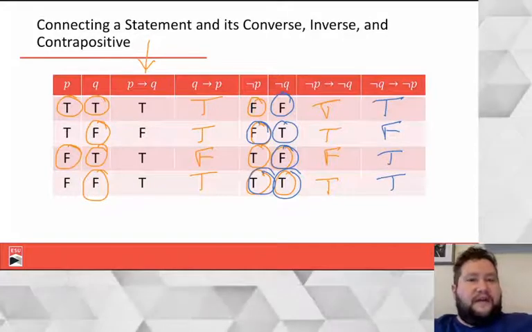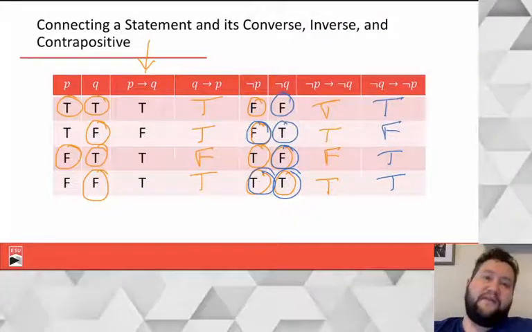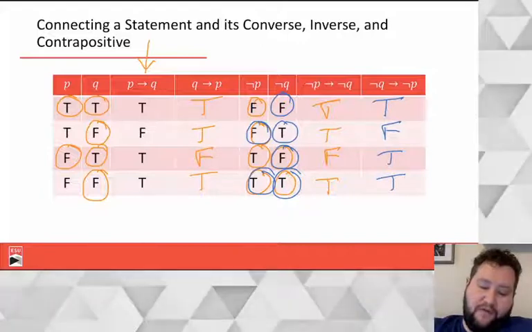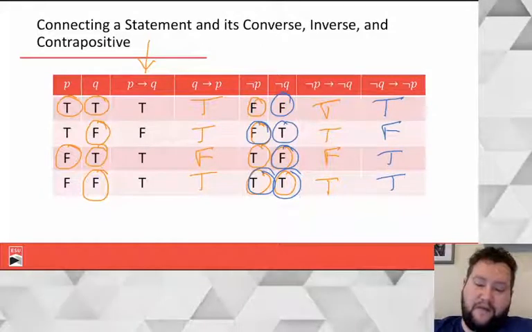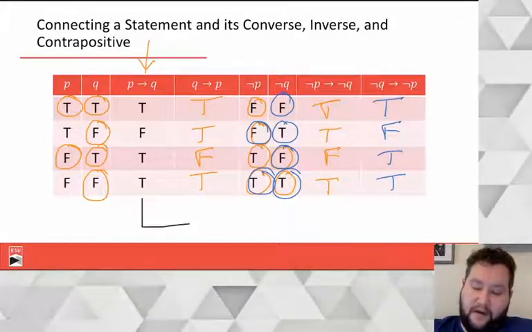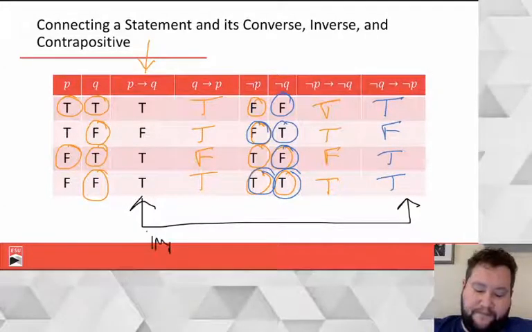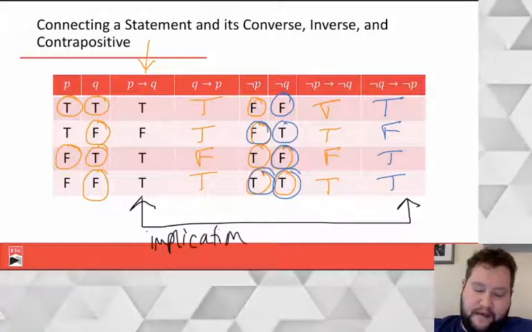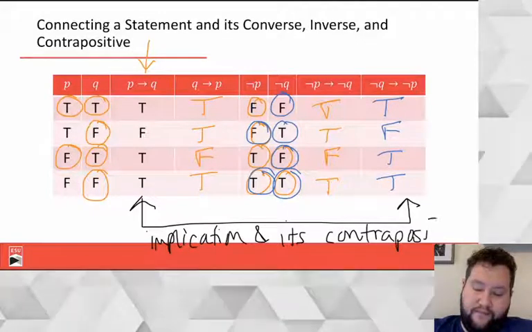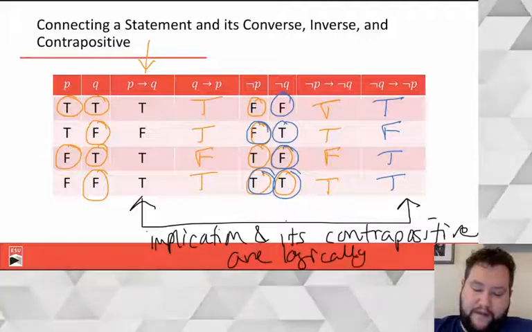So just like on a previous slide, do you see any patterns? Are there any columns that are the same? Are there any things that are logically equivalent? Well, P implies Q is true, false, true, true. And our last one, not Q implies not P. If you remember, that's called our contrapositive. So an implication and its contrapositive are logically equivalent.